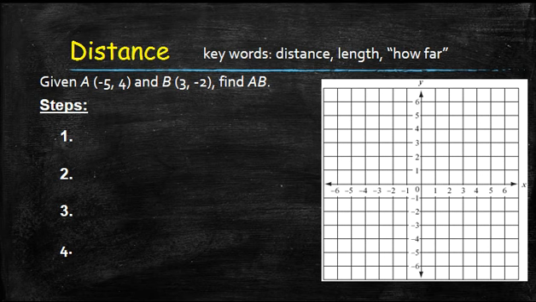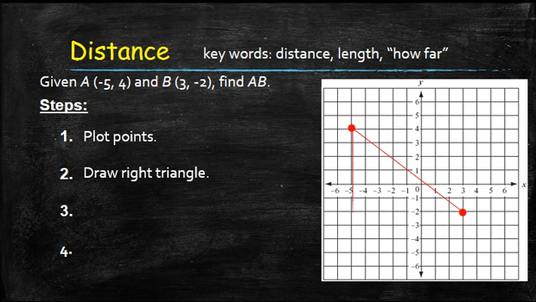Okay, now when you see the words distance, length, how far between 2 points, we have 2 points, A and B, so we're going to plot them on our graph first. The next thing is we're going to draw a right triangle. We're going to follow the grid lines, and then we're going to draw our diagonal. Then we count the lengths of each leg. Legs meaning the ones that go along the grid lines. So this side is 6, across is 8.